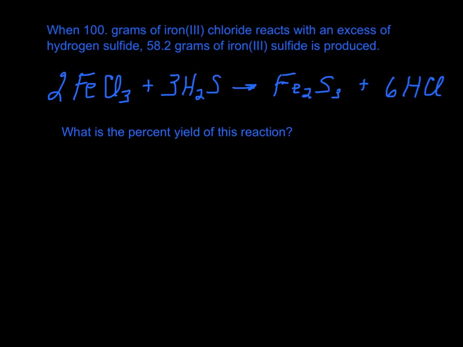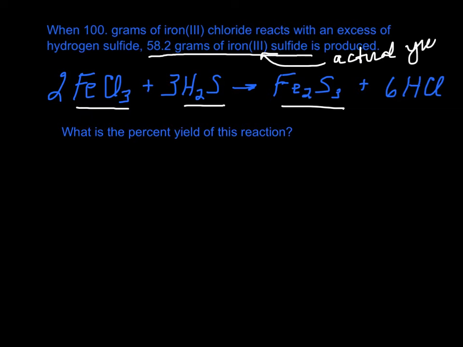So I have 100 grams of iron 3 chloride, which reacts with an excess of hydrogen sulfide, and I make 58.2 grams of iron 3 sulfide. This right here is your actual yield. It's telling you what you actually made. So in order to find the percent yield, we need to find the theoretical yield.